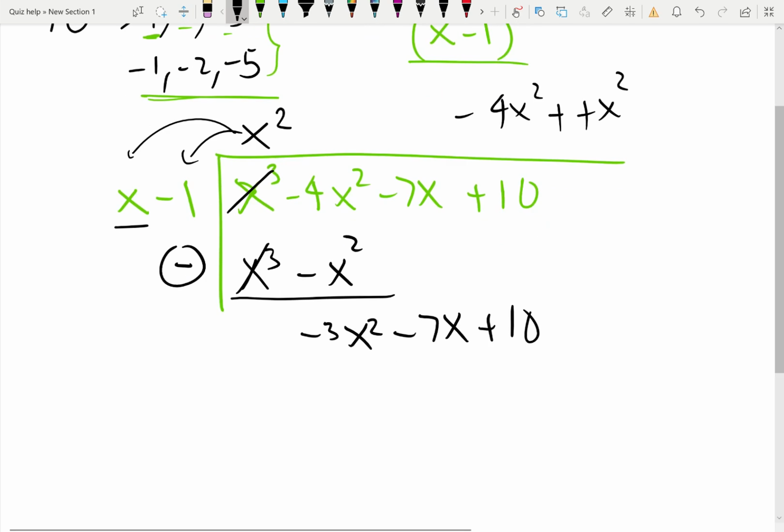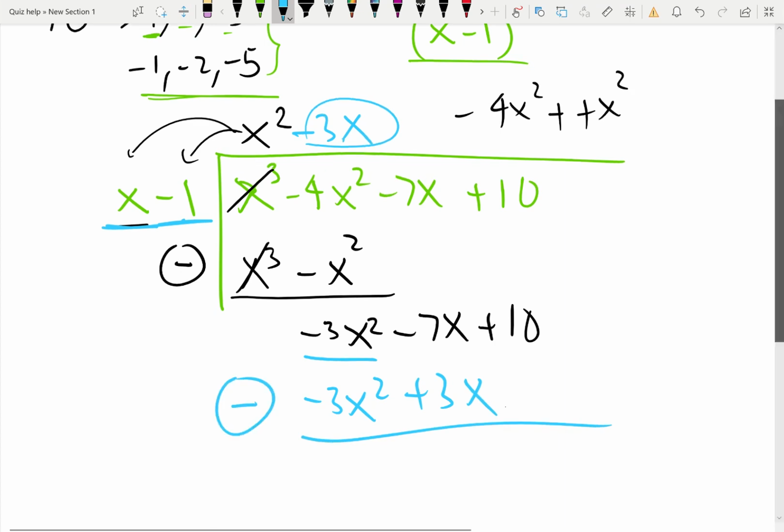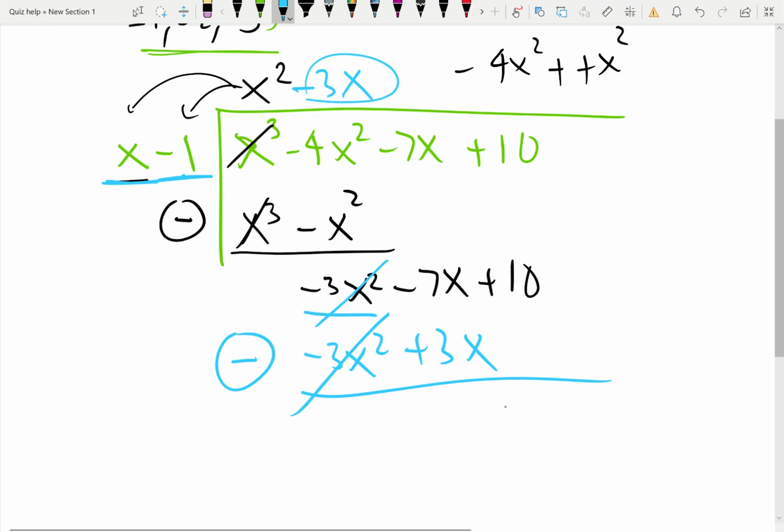Good. Now compare the first 2 terms, -3x squared and x. You have to multiply by -3x, right? So multiply -3x with these 2 terms. So -3x squared, and -3x times -1 is positive 3x. Now subtract. These 2 cancel out, and -7x minus 3x is -10x.